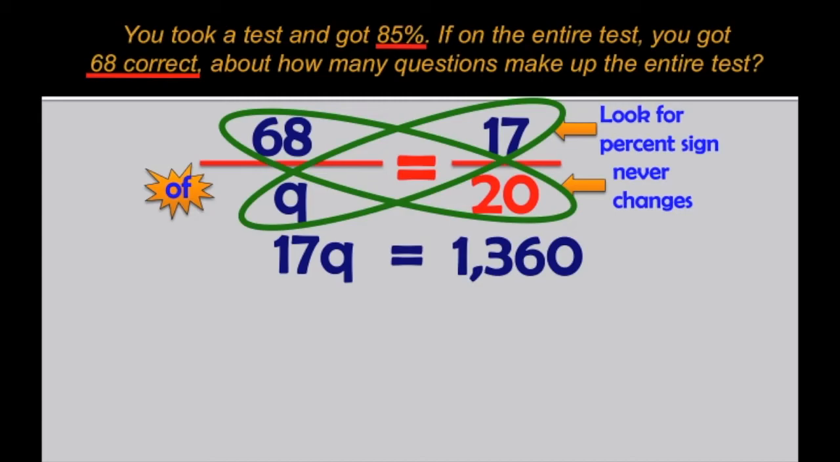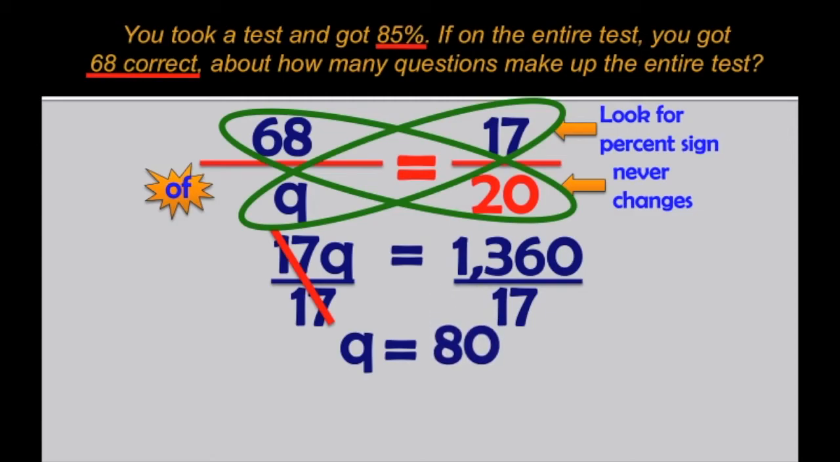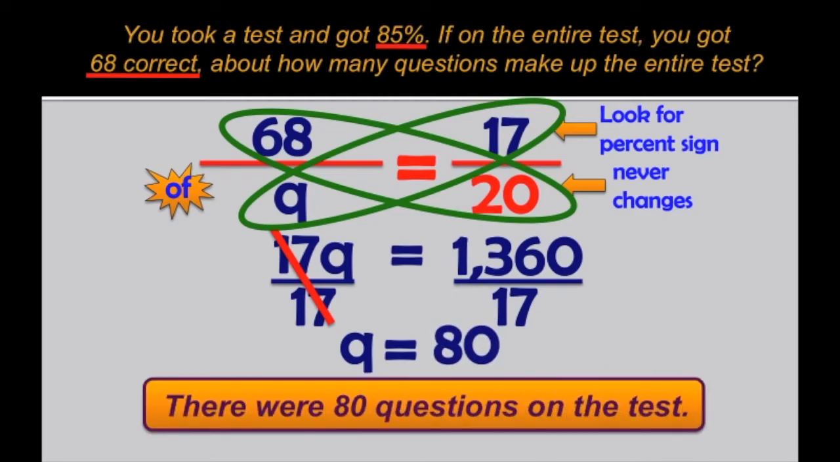Now I need to get Q by itself, so I'll divide both sides by 17. My 17 will cancel, I'll bring down my Q, bring down the equal sign, and what's 1,360 divided by 17? Well, that gives me 80. Therefore, there were 80 total questions on the test.